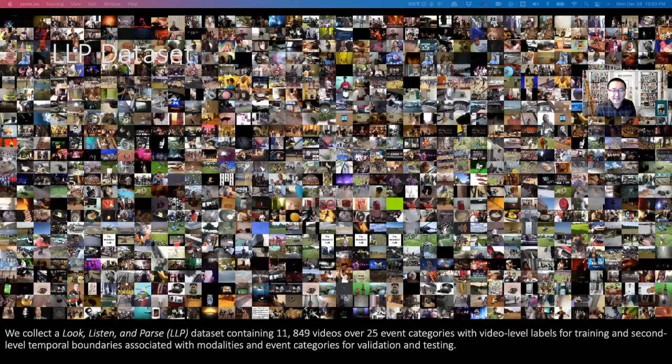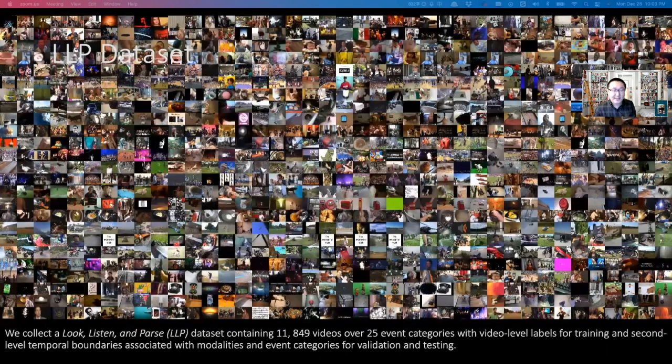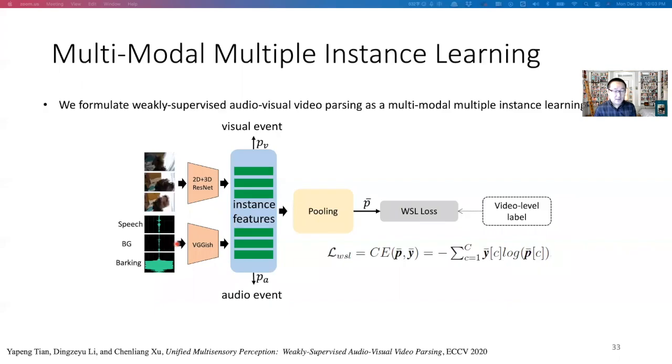We collect the Look, Listen, and Parse dataset containing more than 10,000 videos over 25 event categories, with video level labels for training and second level temporal boundaries associated with modalities and event categories for validation and testing. We only have video level labels for training, but we predict the precise label sets for all video segments during testing, which makes weakly supervised audiovisual video parsing a multi-modal, multiple-instance learning problem.